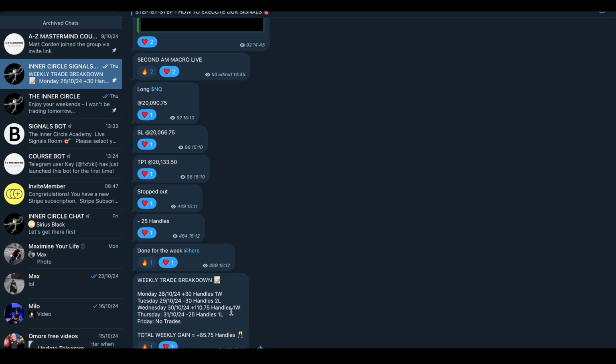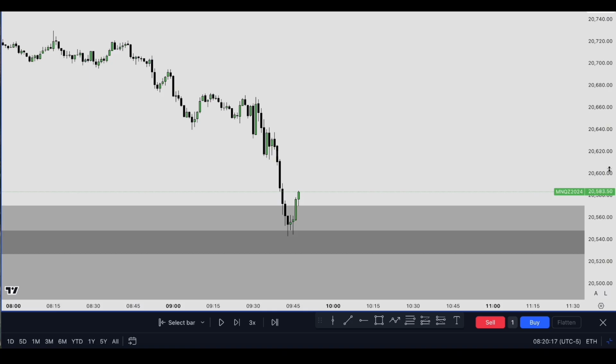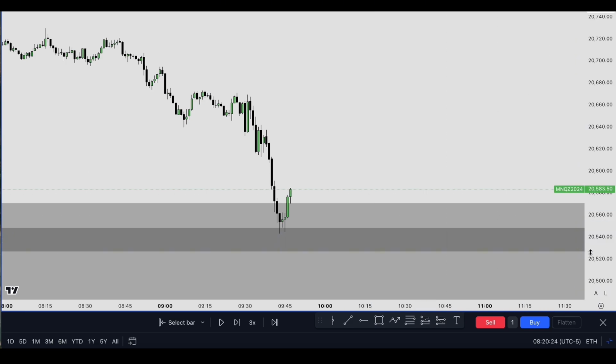But anyways, let's get back to the video. So as you can see here on the 1 minute time frame, we're getting a nice reaction off of that FVG and breaker, and price is starting to move higher. However, we haven't actually displaced yet.